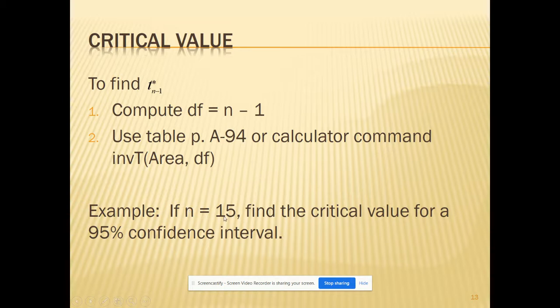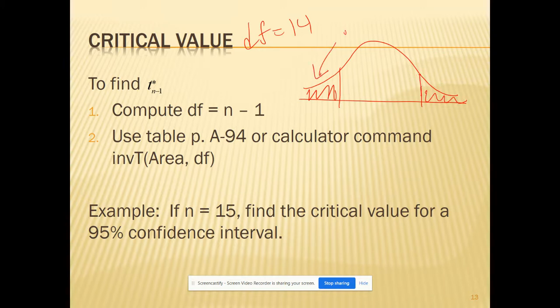So let's work an example. If n is 15, then my degrees of freedom would be 14, n-1. I want the critical value for a 95% confidence interval. Remember that we said a 95% confidence interval is equivalent to a two-tailed hypothesis test. So half the area on each side. From 95, we have 5% left over. So half of 0.05 is 0.025.